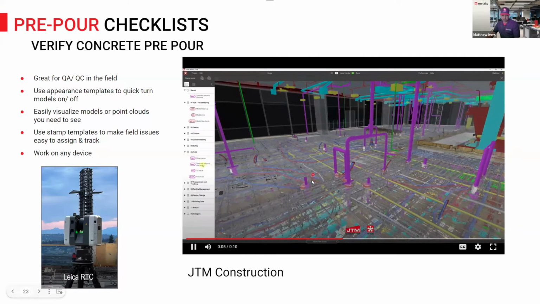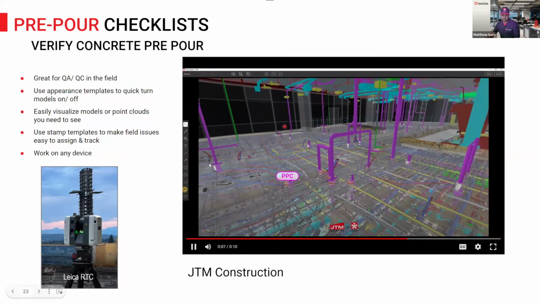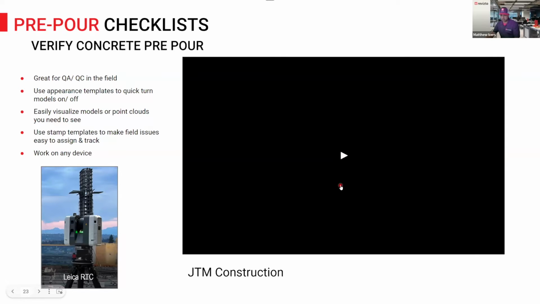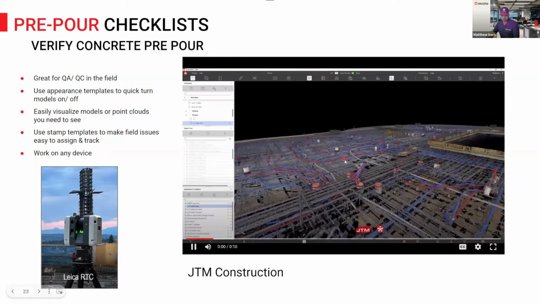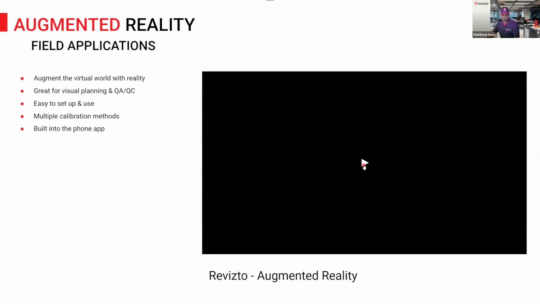I could turn on my models with an appearance template, and then with a click of a button, I could add a stamp and start to mark up discrepancies of those sleeves. So I'll kind of show you what that looks like in a live demo. So let's move on to the next slide.